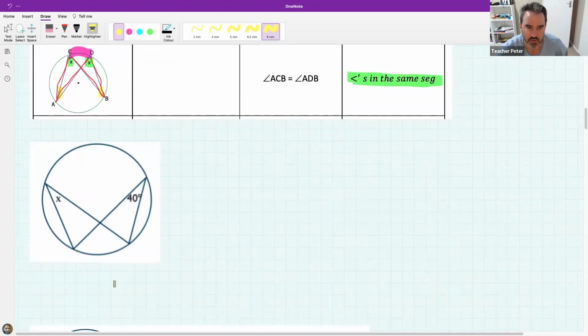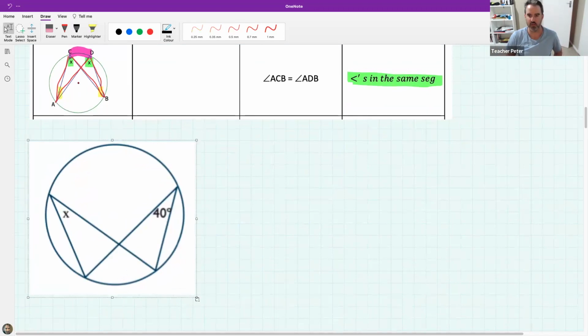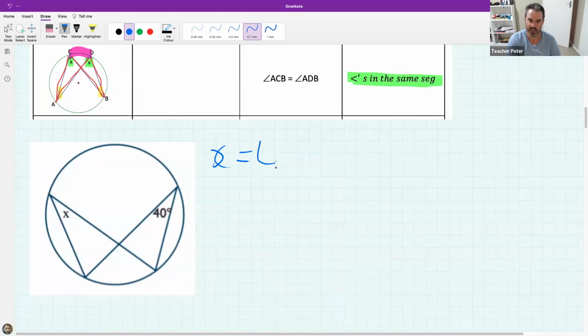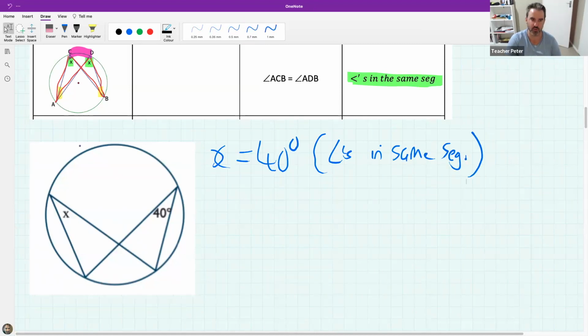Okay, so very simple question, just to check you've got the idea. What is angle X going to be? I mean, come on. I suppose, guys, I'm sorry, I just had to check that we got that. So X is 40, angles in same segment.